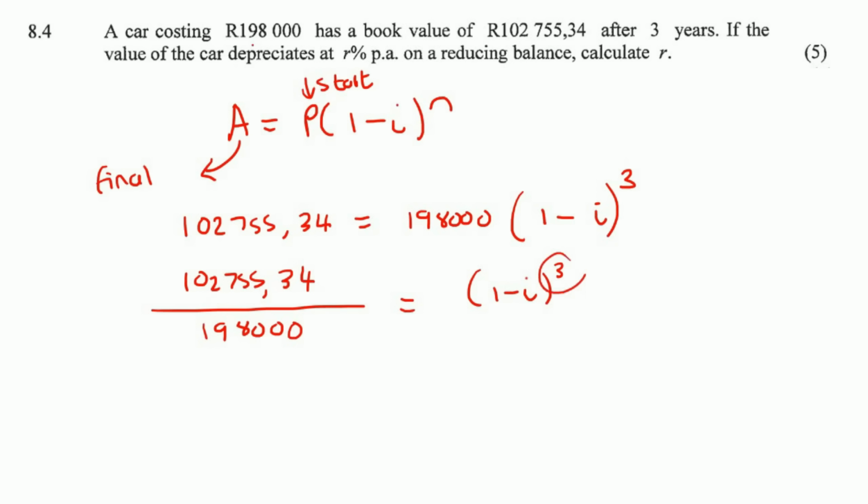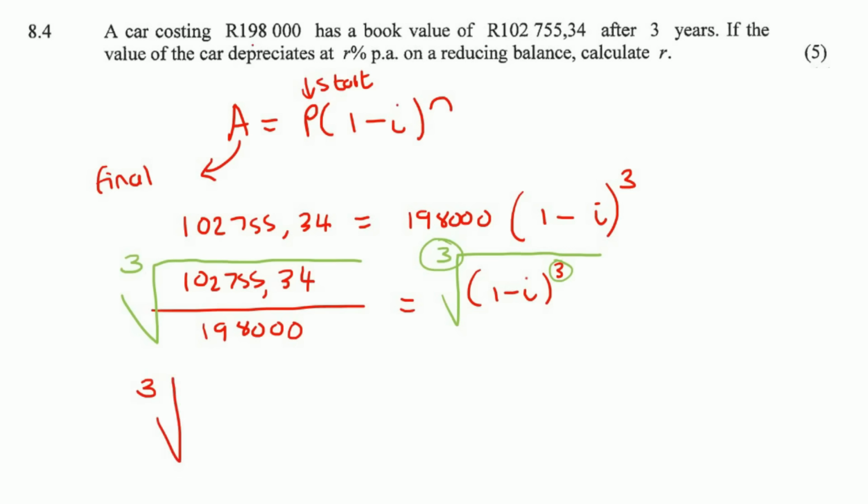So to get rid of this 3, we're going to have to do a cube root on both sides. So we're going to cube root over here, and then we're going to cube root on this side. But what this does is it cancels out that 3. I'm not touching my calculator yet because I don't want to have to round off and all of that stuff. I want the most accurate answer, so I just keep writing it down like this. And now what I have on the right hand side is just 1 minus I.